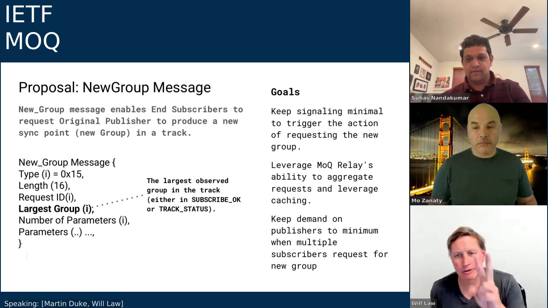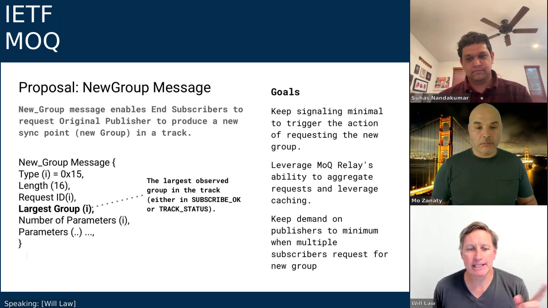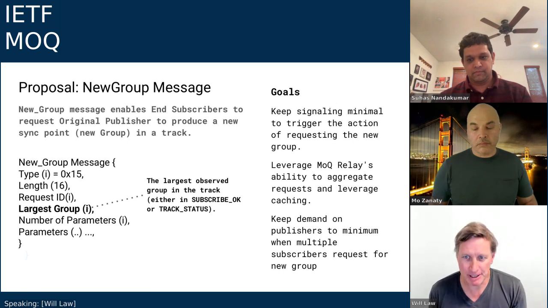Will, yeah, two questions to us. It seems like we're spending an RTT here. You make a subscribe, you get back a subscribe okay, that's one RTT, and then we issue this group message, right? Because it has to carry the largest group. This is precisely when we actually want to join this stream quickly.